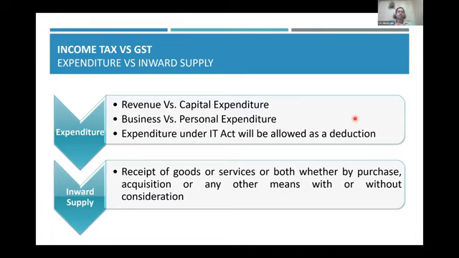GST calls this activity inward supply, and this is the definition of inward supply: receipt of goods or services or both, whether by purchase, acquisition, or any other means, with or without consideration. So GST looks at supplies with the eyes of goods or services or both, composite situations. But in income tax, you have terminology like revenue and capital expenditure. So this synchronization has to be done in the workings which you are going to prepare.